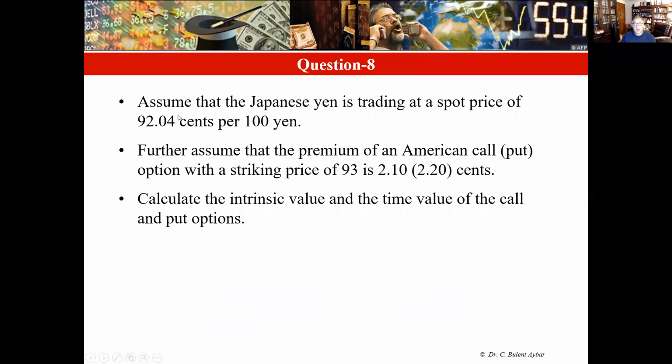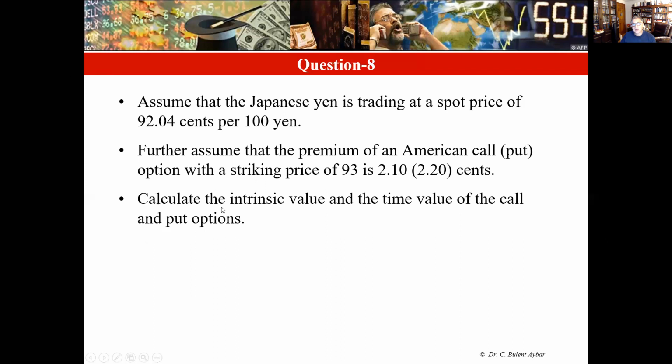So in this question, we are still dealing with the Japanese yen. Most of the questions in the book are on Japanese yen. We are assuming that the Japanese yen is trading at a spot price of 92.04 cents per 100 Japanese yen. We are assuming that the premium of an American call option with a strike price of 93 is 2.10, which implies $0.000210 or 2.10 cents per 100 Japanese yen.